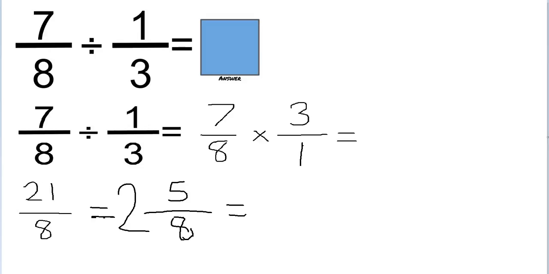And, oops, I don't even need to put the equals. I cannot do anything more. 5 and 8 do not have any other common factors other than 1. So 5/8 is as low as I can go. So my answer to this problem is 2 and 5/8.